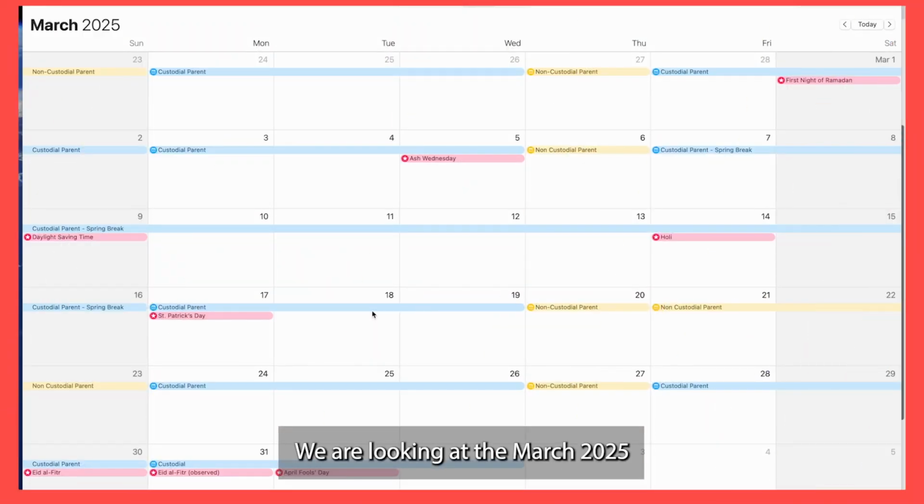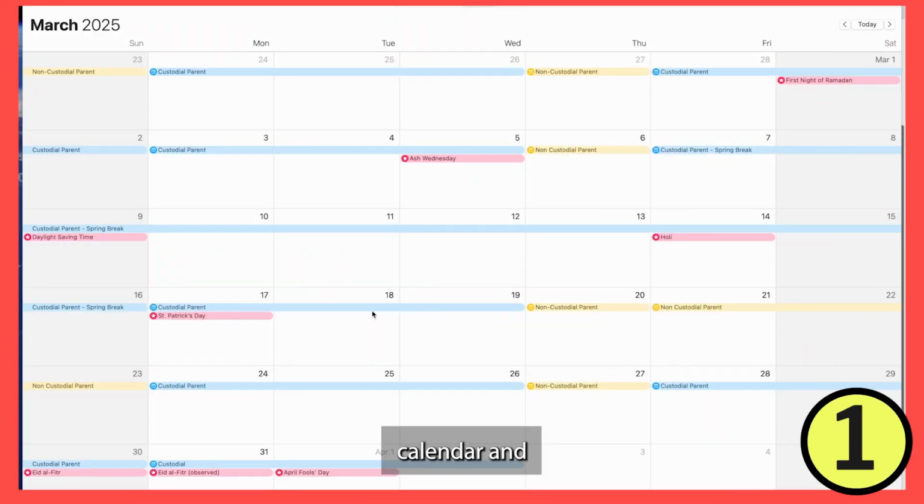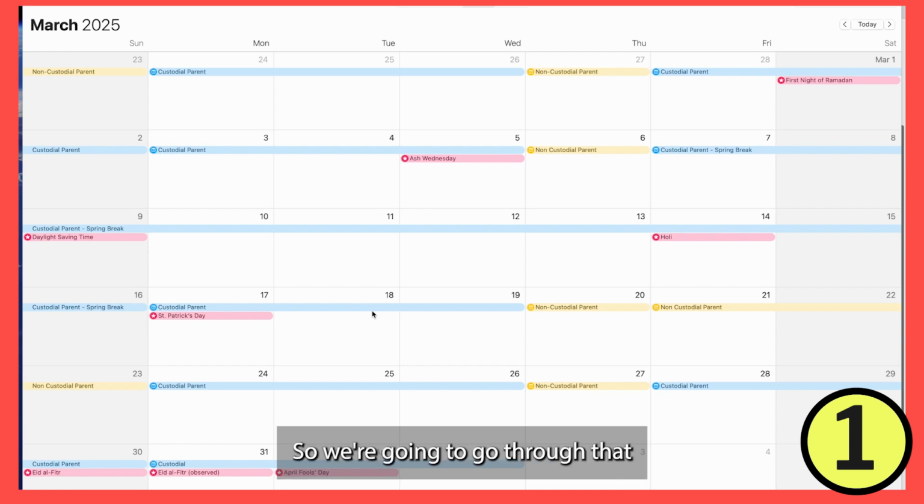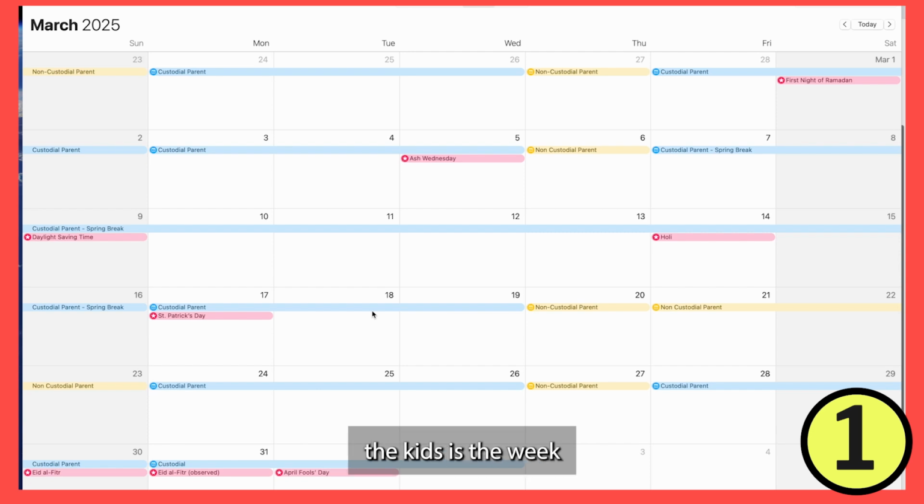We are looking at the March 2025 calendar, and non-custodial parent, you are in yellow, custodial parent, you are in blue, and the holidays are in red. So March is always an interesting month because it is the month with spring break in it. So we're going to go through that based upon a couple of scenarios here. But if the spring break for the kids is the week of the 10th, custodial parent, it is your spring break this year because it is an odd year.